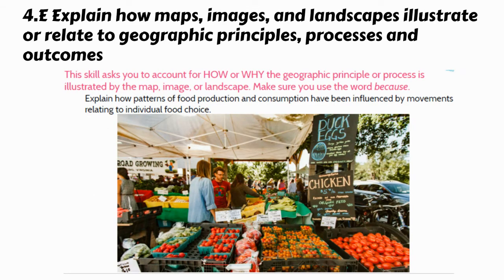Okay, explain how maps, images, landscapes illustrate or relate to geographic principles or processes. I like this one actually. So this says, explain how patterns of food production and consumption have been influenced by movements relating to individual food choice, right? This is an ag question.